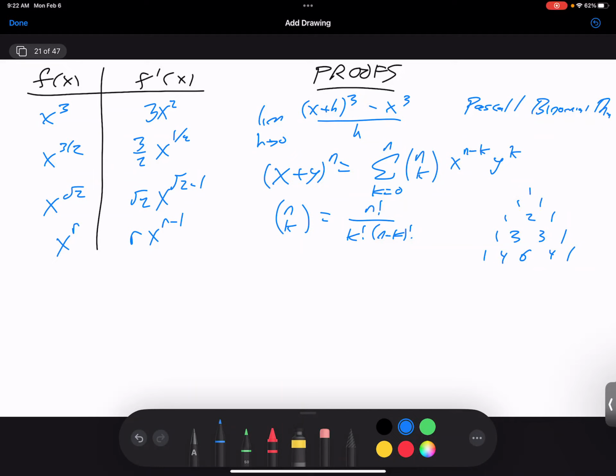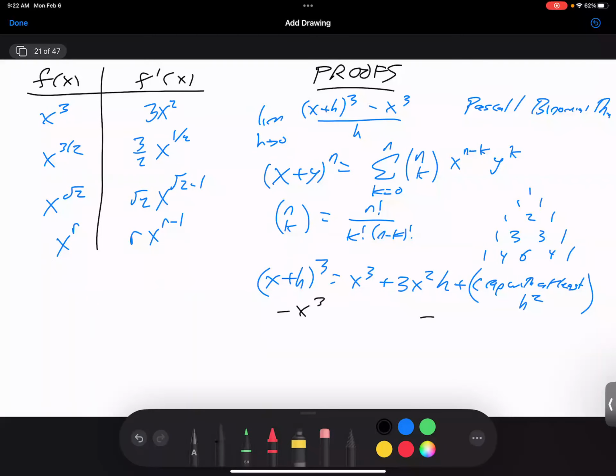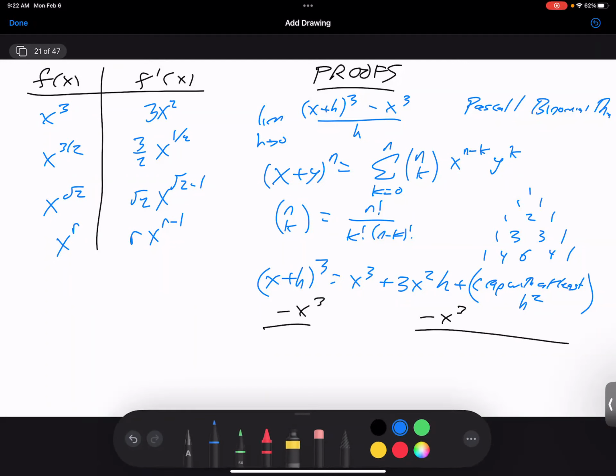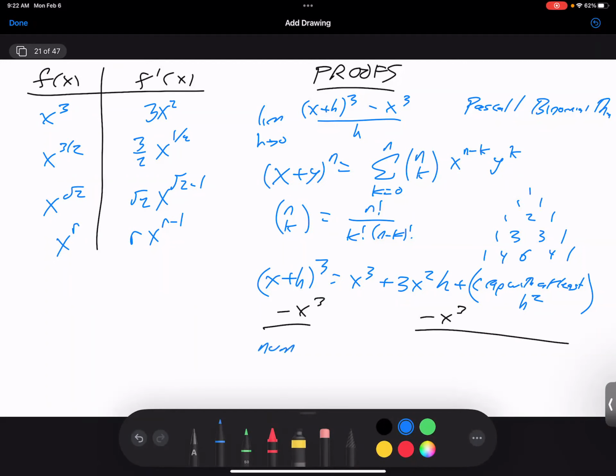And we would then get x plus h cubed would be x cubed plus 3 x squared h plus crap with at least h squared. That's a technical term. Okay. We now subtract x cubed from both sides. And what do we get? We'll get our numerator: 3x squared h plus crap, h squared and higher.